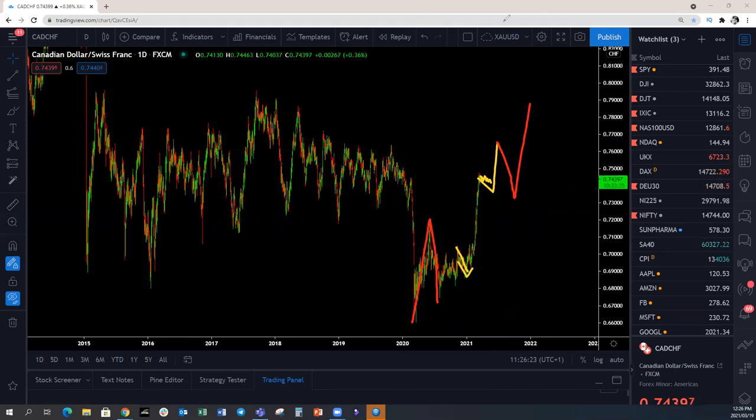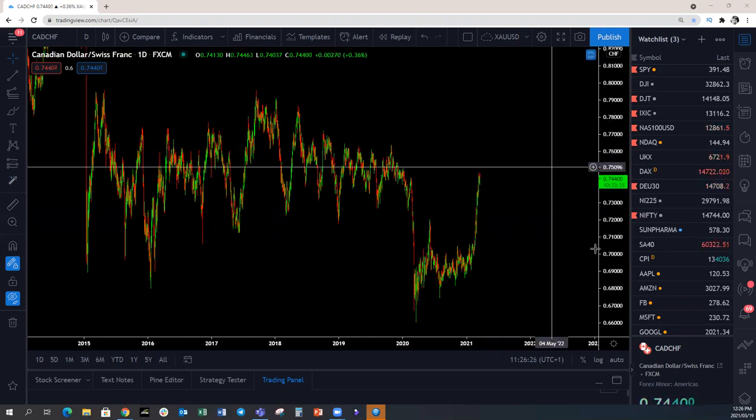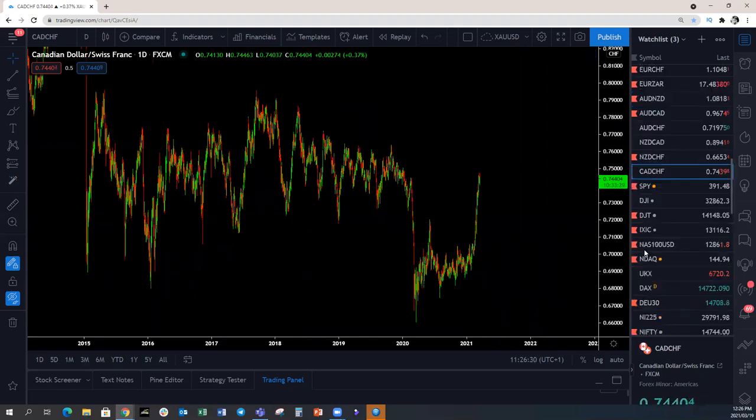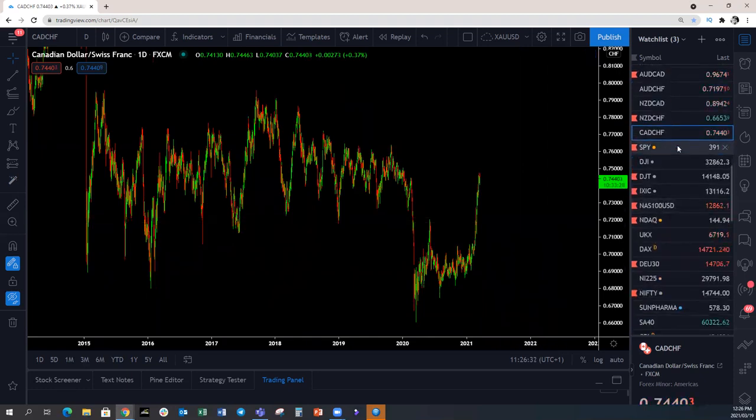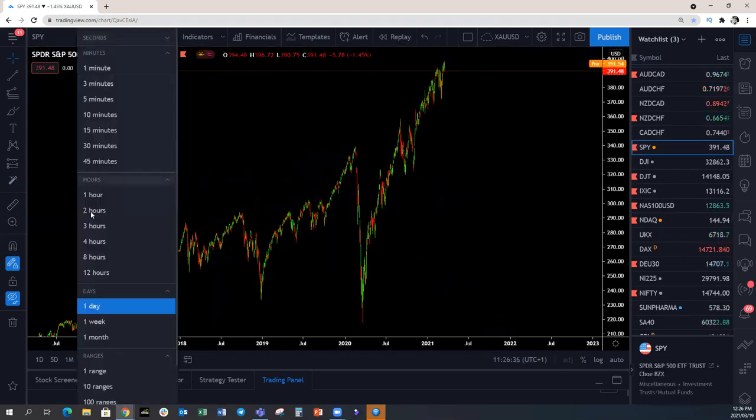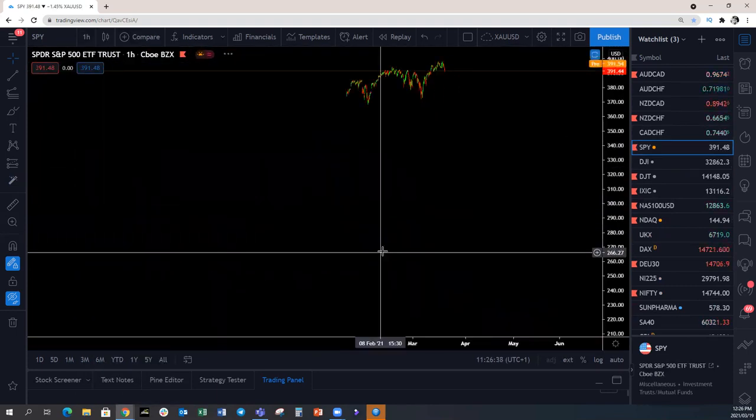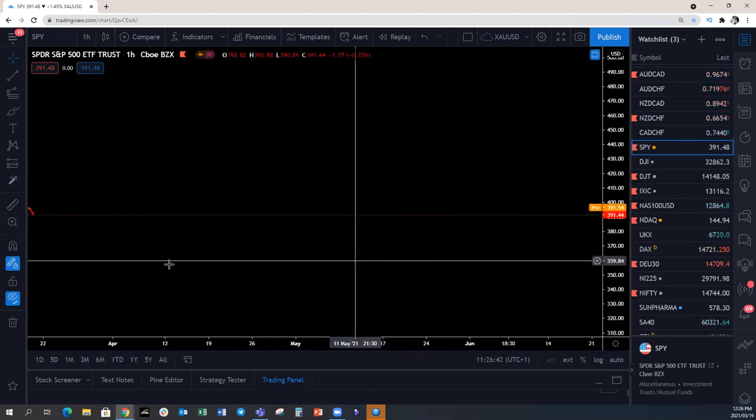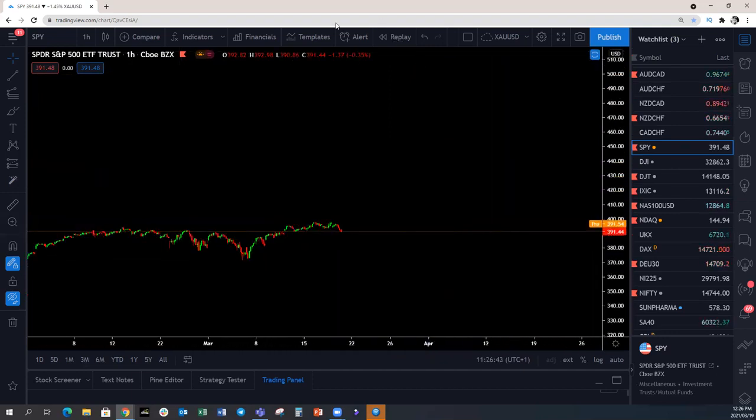Okay, so that's what we're looking at on CAD Chief. We're still looking for more upside. That means oil is still going to continue to the upside as well if CAD is going to be strong. S&P 500 has not gone anywhere from yesterday. Just these corrective structures, just going sideways, not showing us anything here.